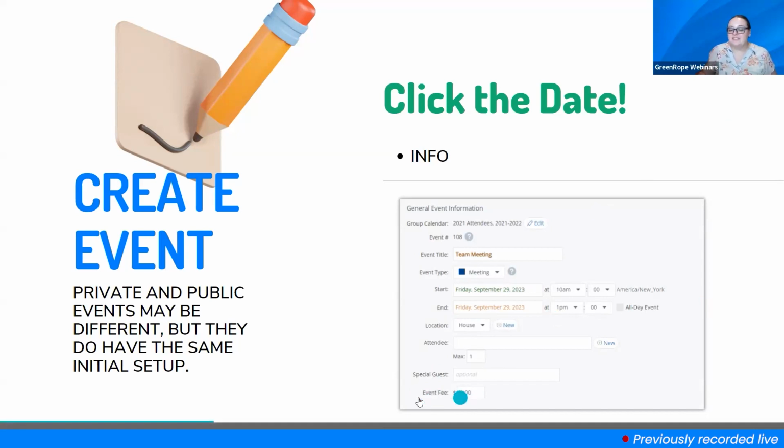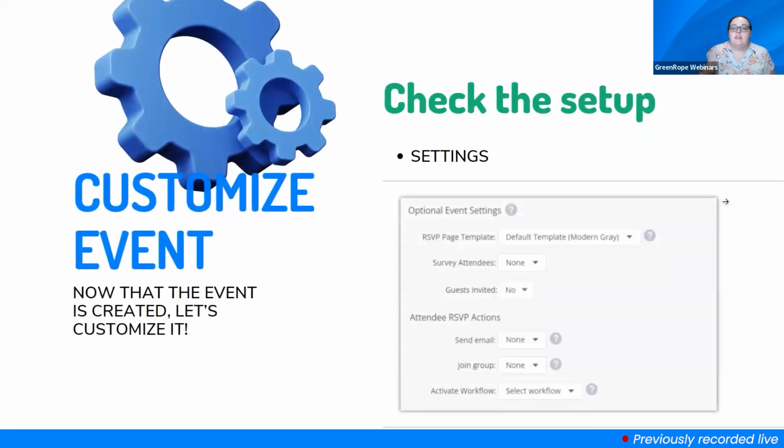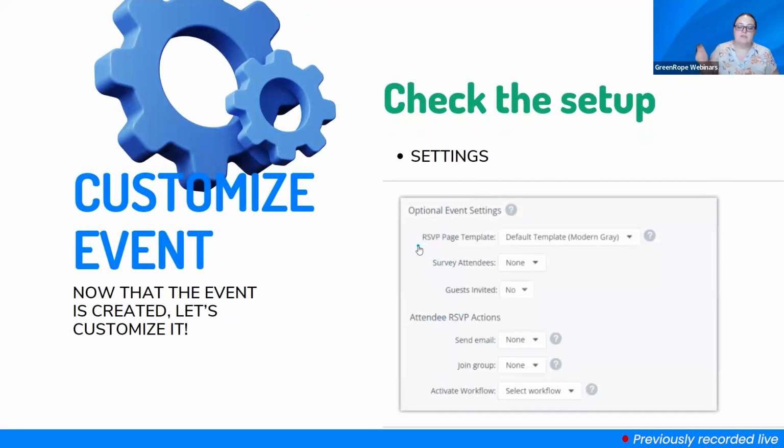But you can also set the event fee here. After you create the event and you set up all the information for it, then you want to go in and do the settings. There are a ton of settings. These are just a preview of the top section of them. Again, we're going to go over them. This is a way of saying, when people go to my RSVP page, this is the template we're going to use. And again, we're going to show you that.